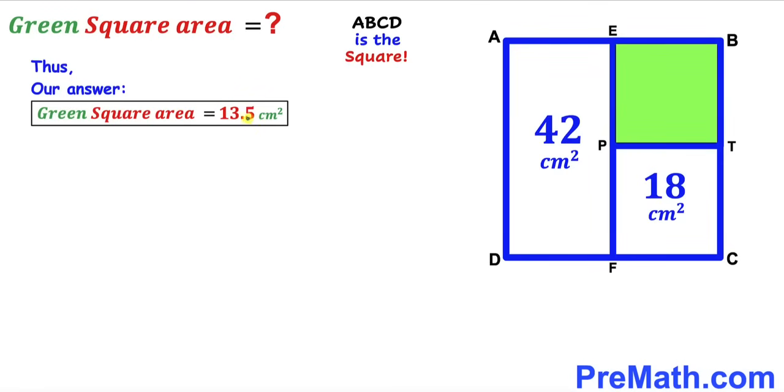So thus, after all the calculations and manipulations, the area of this green shaded square turns out to be 13.5 centimeter square. In other words, the area of this green shaded square is going to be equal to 13.5 centimeter square. And that's our final answer.